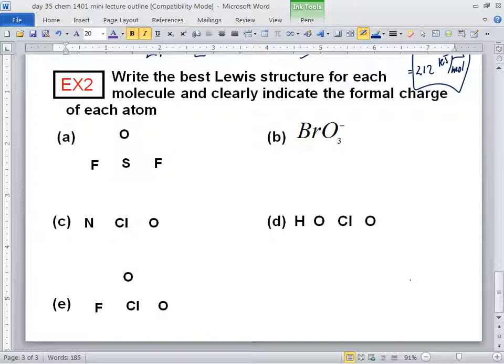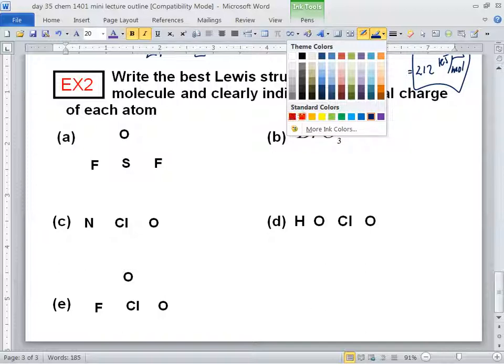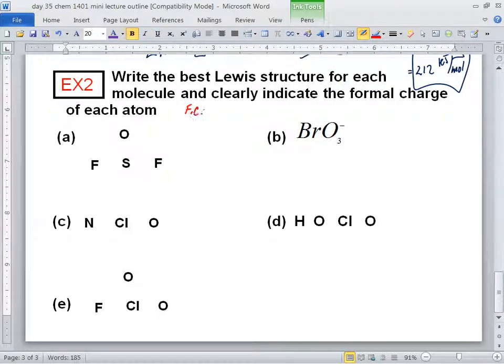So let's start with A. Do A first. Write the best Lewis structure. Let's write up here somewhere, in case you forgot what the formal charge equation was. Formal charge: number of valence minus number of bonds minus number of lone electrons. Okay.